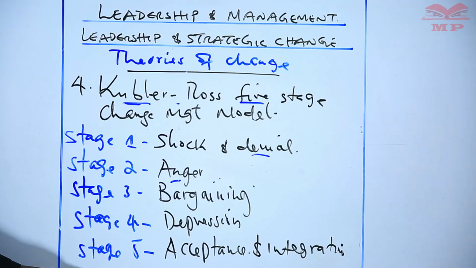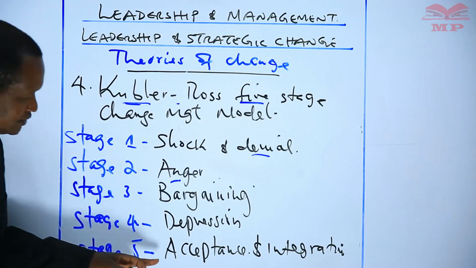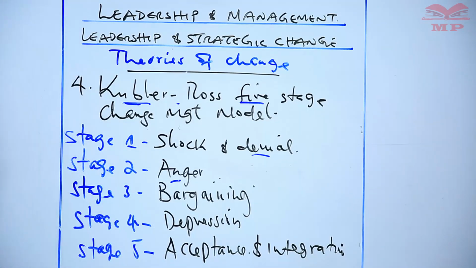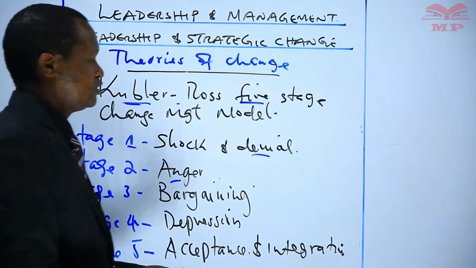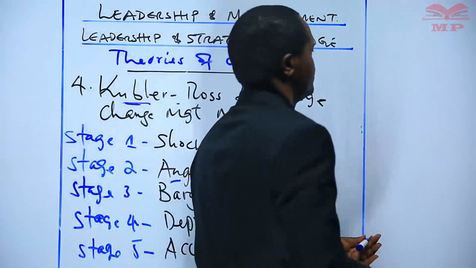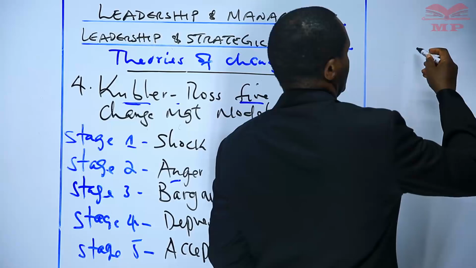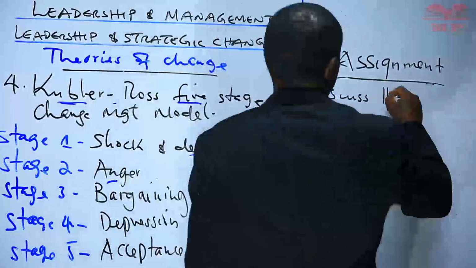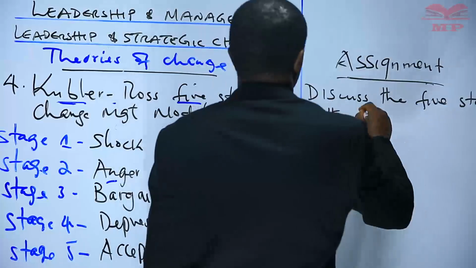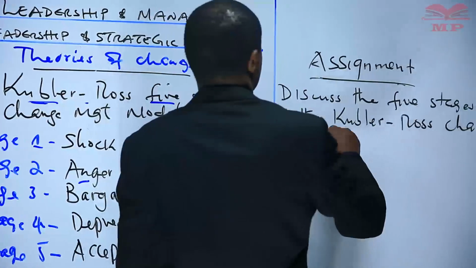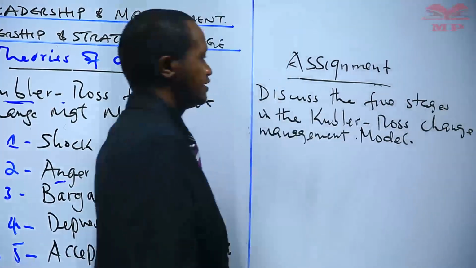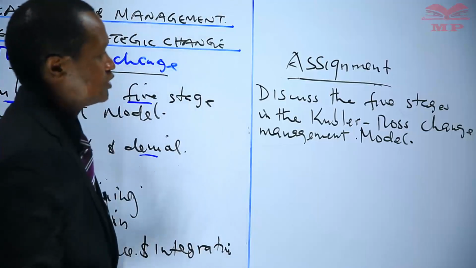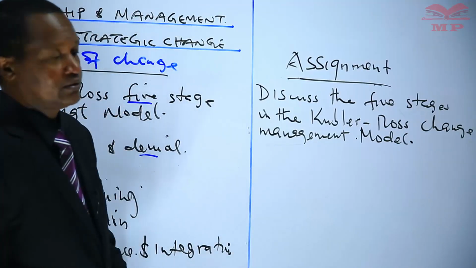All right? Now, having discussed the 5 stages, I'll give you today's assignment. Discuss the 5 stages in the Kubler-Ross change management model.